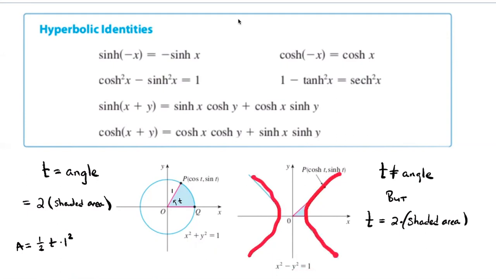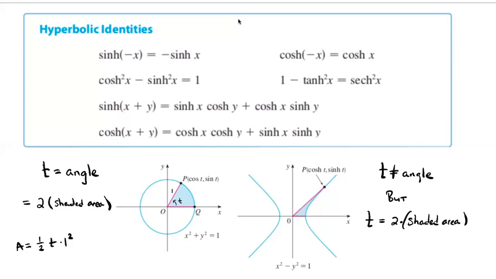A hyperbola has 2 branches, and in particular, I'm only interested in this right-hand branch, because if you take a number, that number corresponds to a point on the hyperbola in a similar way. t isn't an angle anymore, but this hyperbolic shaded area there, twice it is equal to t. So if you take t to be twice that shaded area, then only one ray will have that property per t, and that determines your point on this hyperbola.